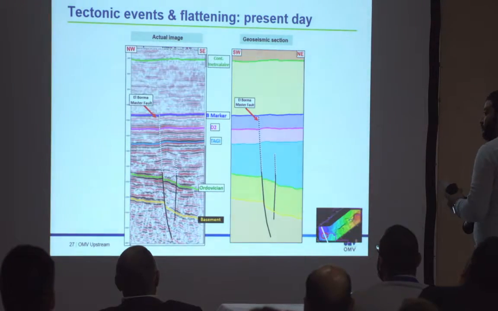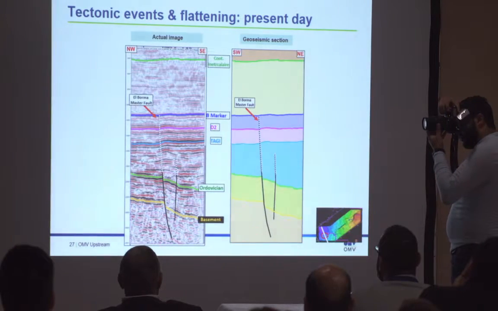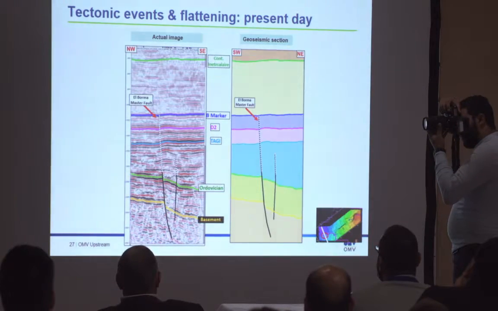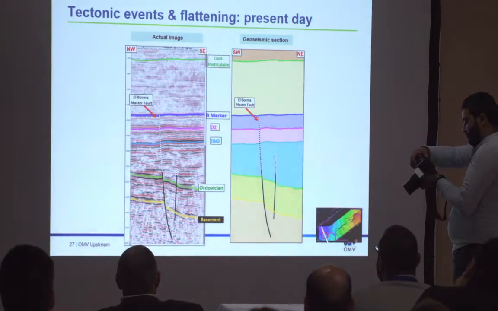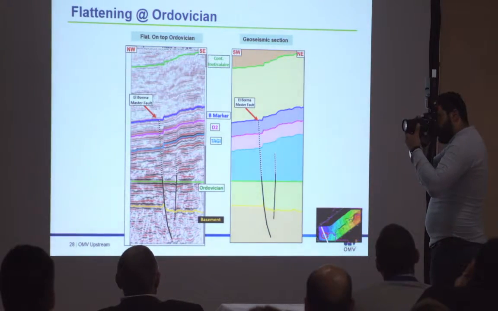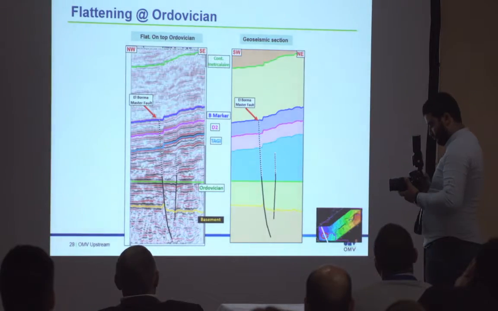We did some flattening at some key horizons just to restore the evolution of the fault during the time. This is the present configuration showing the expression of the fault. And we did some flattening at the Ordovician. At the Ordovician time, you can see the normal faulting at the basement.